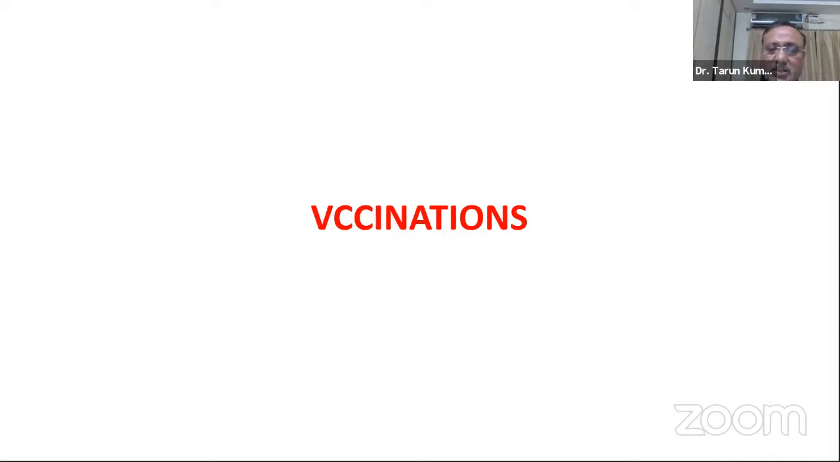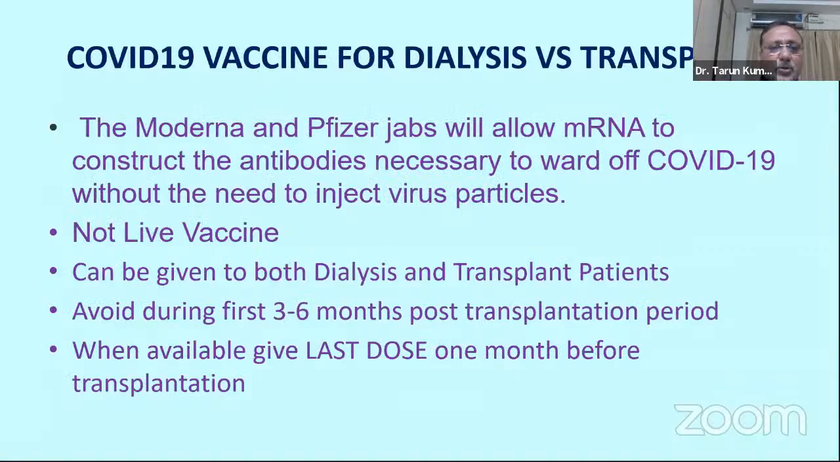So coming to the last topic, that is vaccination. As you know, a few vaccines are already available in the USA, European countries, and Russia, and they are vaccinating. All these vaccines which are available abroad are not live vaccines, and the vaccines which are under trial in India are also not live vaccines. All these vaccines can be given to both dialysis and transplant patients.